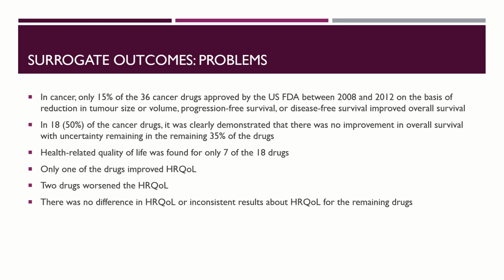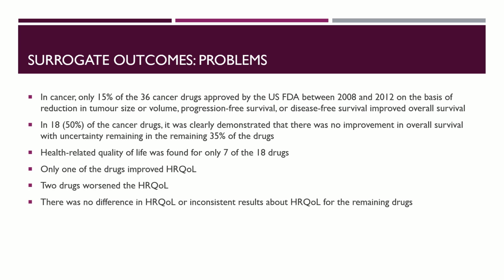Some more examples. In cancer, only 15% of the 36 cancer drugs approved by the US FDA by what is called an accelerated pathway between 2008 and 2012, on the basis of reduction in tumor size or volume, progression-free survival, or disease-free survival. Now, these outcomes are generally considered as cancer control. So, reduction in tumor size or volume means the cancer shrinks. Progression-free survival means the cancer doesn't progress more. Disease-free survival means the cancer doesn't recur.